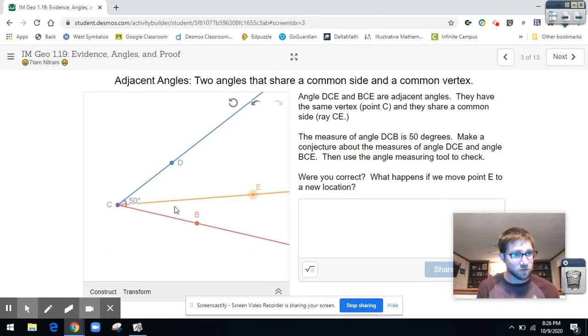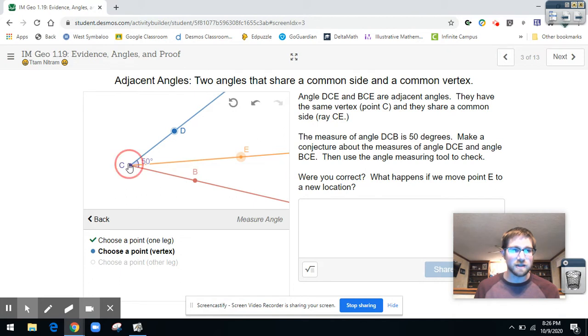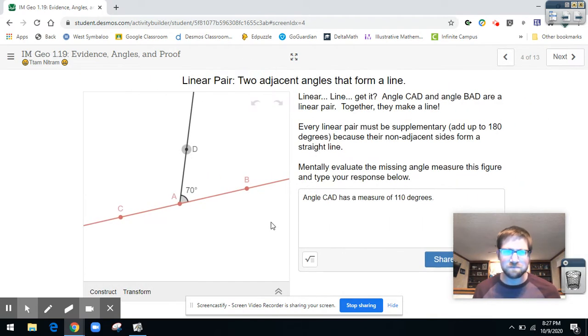Now, if I know that DCB, the big angle, is 50 degrees, then what would you guess is true about the other two angles? Make a conjecture. That's a fancy word for guess, or something I think might be true. If I go ahead and measure those angles to find out if we're right, if you said that those two angles should add up to 50, you would be for sure correct. And that's true even if I move point E around. I hope that makes sense conceptually, like the two angles fit completely inside of the big angle. They should add up to 50, right? All right, enough said there.